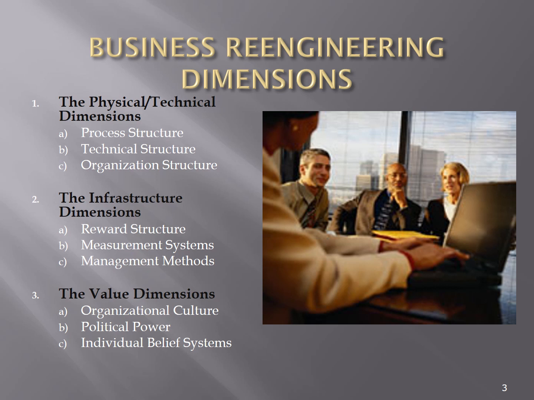So in these 3 layers, there are 9 dimensions, 3 dimensions for each layer. For physical or technical layer, we have process structure, technology structure, and organization structure. For infrastructure layer, we have reward structure, measurement systems, and management methods. And for value layer, we have also 3 dimensions: organizational culture, political power, and individual belief systems.